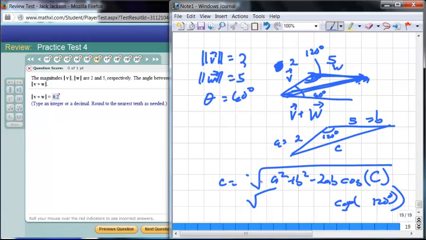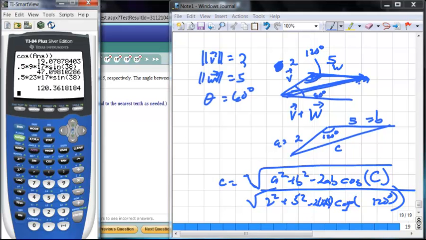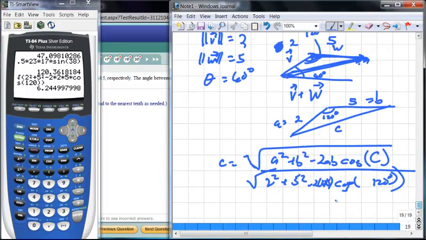And then we just fill in the blanks here. 2 squared plus 5 squared minus 2 times 2 times 5. So, square root of 2 squared plus 5 squared minus 2 times 5 times cosine of angle 120, enter, is about 6.2. Okay?